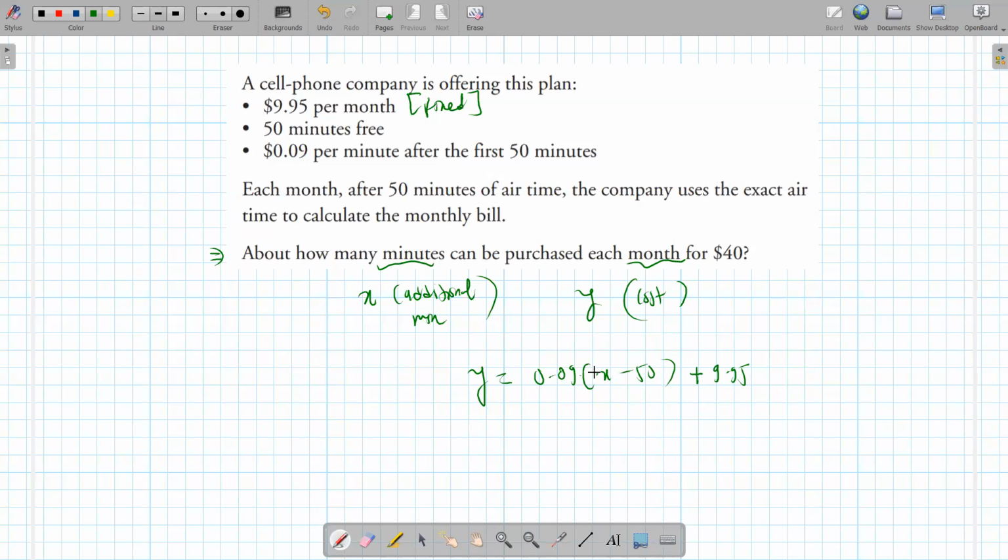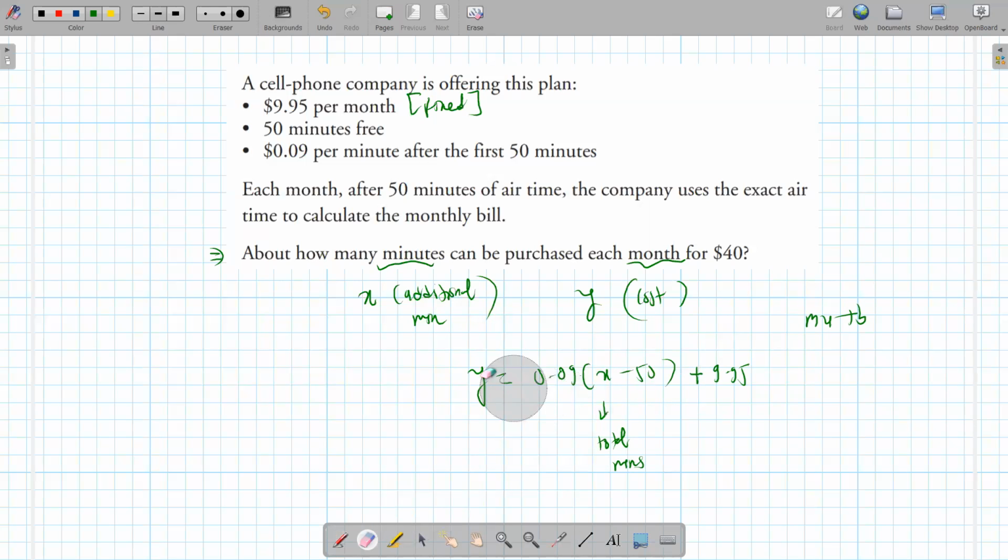Okay, this is not in our mx plus b form that we like, yeah? So what does the x here represent? This is not wrong, by the way, this is fine too. But the x here does not represent additional minutes. The x here represents total minutes, because we're minusing 50.